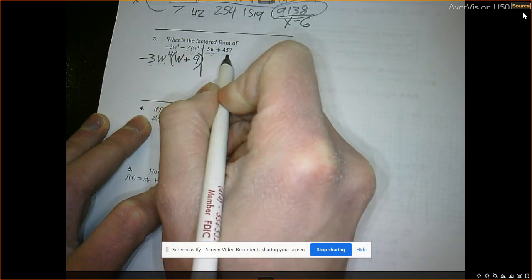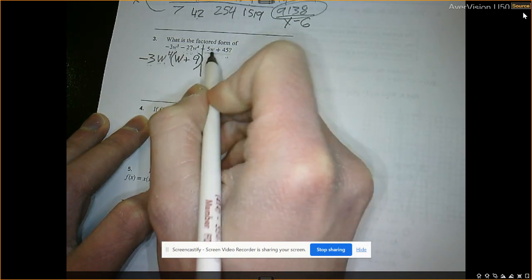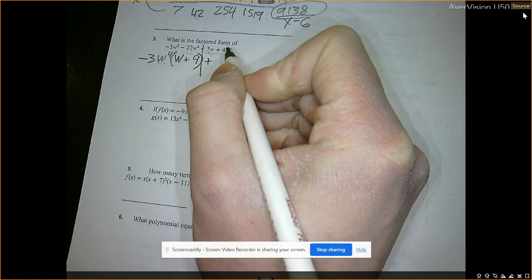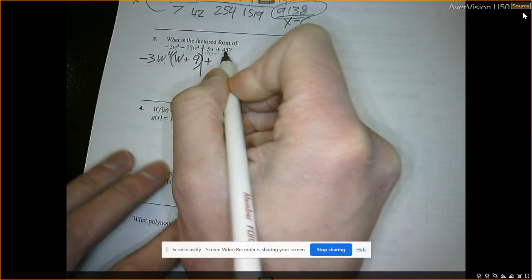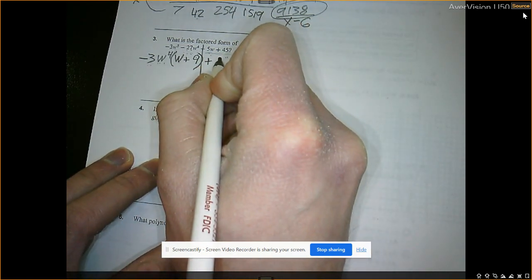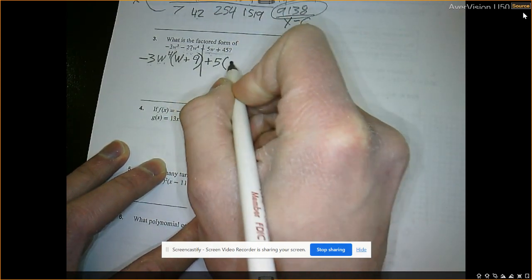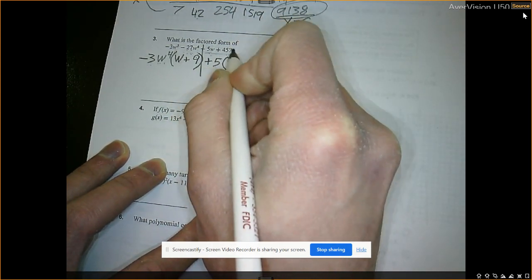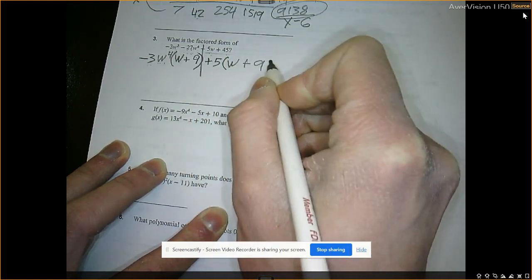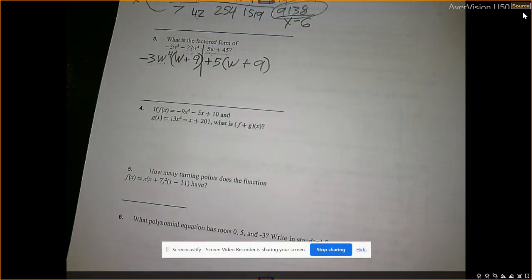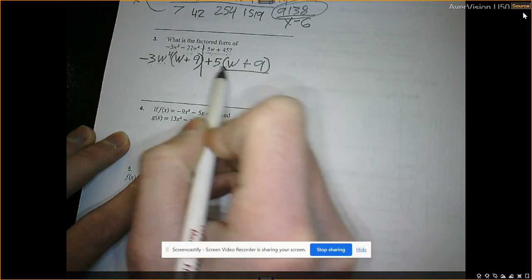Now I'm looking over at the next two terms separately, saying what can I take out of both 5w and 45? Well, both of those are divisible by 5, so I'm going to take out a 5. When I take a 5 out of 5w, we're left with w. Take a 5 out of 45, we're left with 9. Okay, so I now have my factor by grouping.